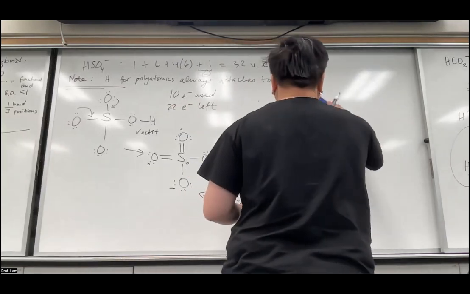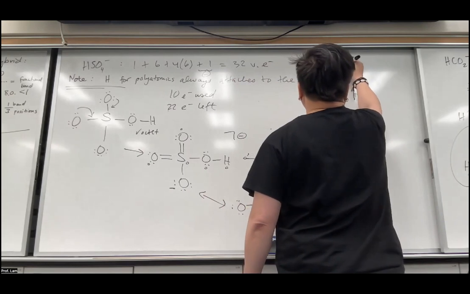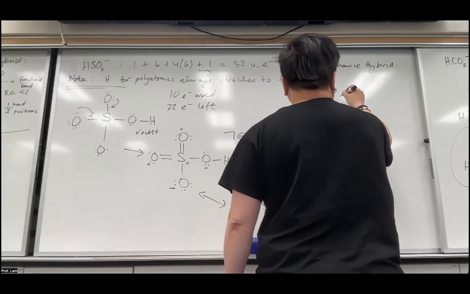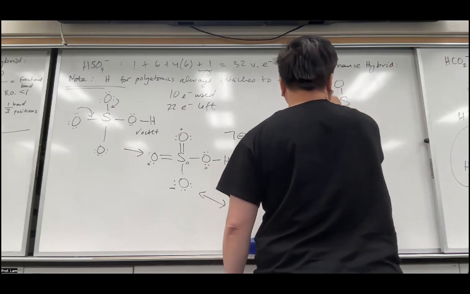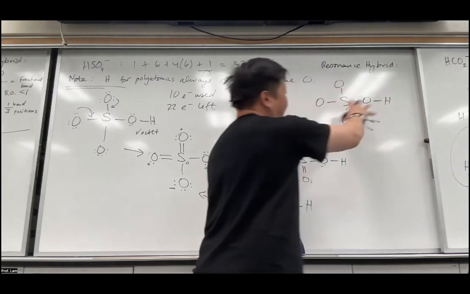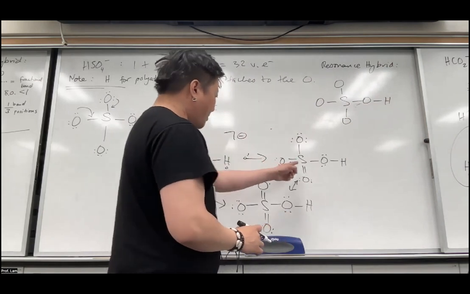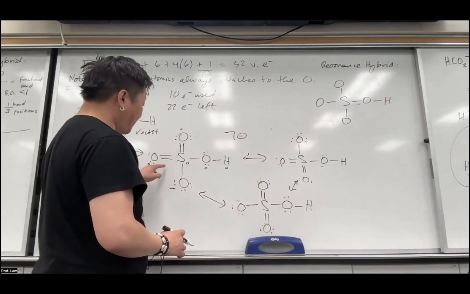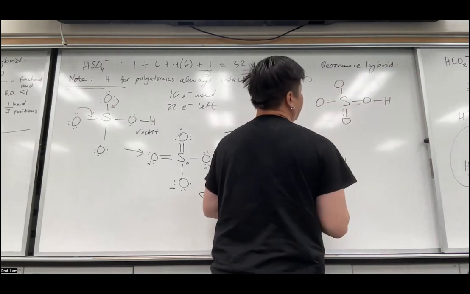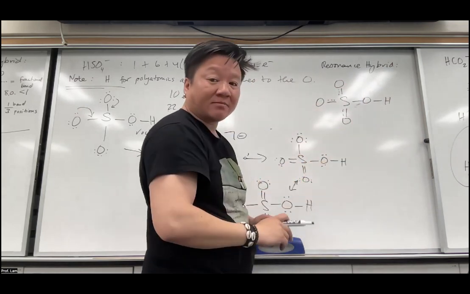Then let's do the resonance hybrid. Just draw the skeleton first, right? All of them connected to each other, just the backbone of the structure. And then notice where the double bonds can be. It can be here, it can be here, and it can be here. So you do dotted lines. Sometimes the double bond's there, sometimes it's there, sometimes it's there. That's what the dotted line means, right?